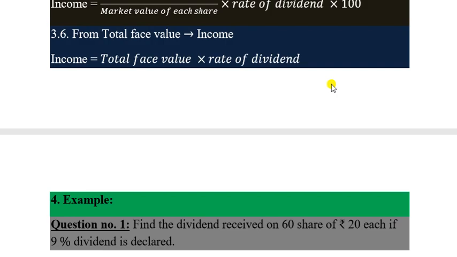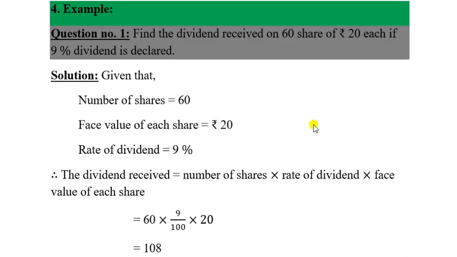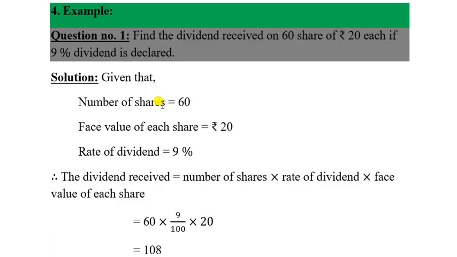Now we are going to see one example. It is written: find the dividend received on 60 shares of 20 rupees each. So the number of shares is 60, the face value of each share is 20 rupees, and a rate of dividend of 9% is declared. So what is given? Number of shares 60, face value of each share 20, and rate of dividend 9%.